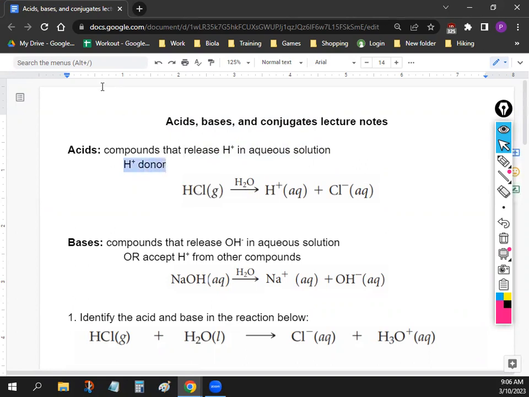It gives away H plus. So write that part down. Okay. Acids are H plus donors. Basically, when you put them in water, they give H plus to different chemicals.